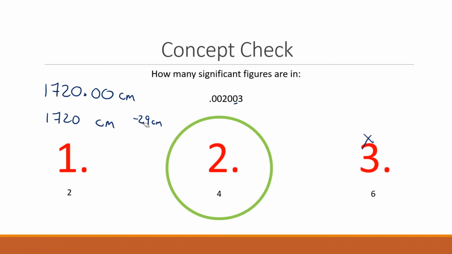But the top one, this is exact. This is exactly 1720.00. That means I know that there is exactly nothing in these spots. I know it's not that. I have no idea what comes after, but I know that these are all pieces of the measurement. I have measured all of those spots and there's nothing there.